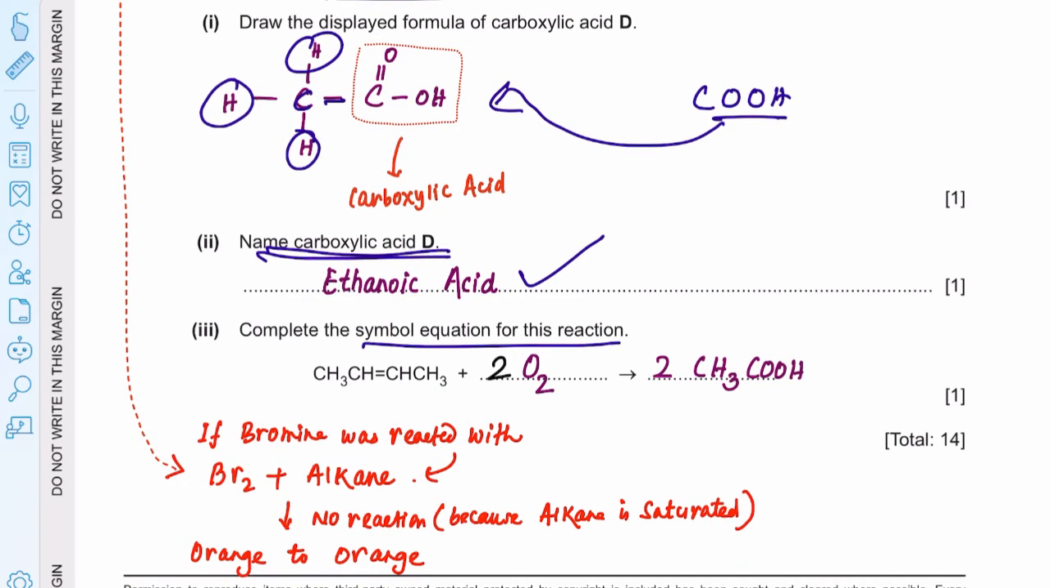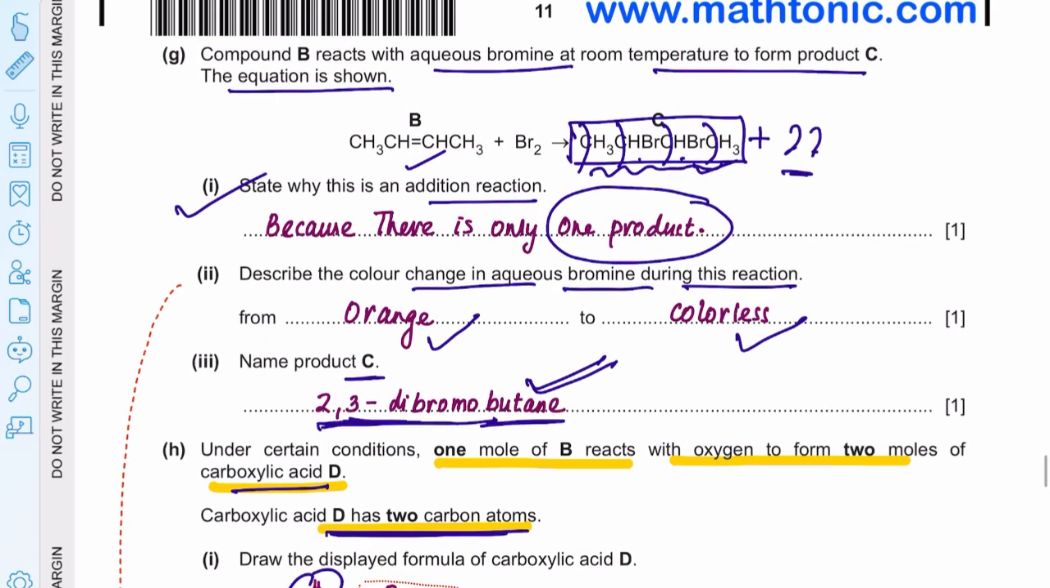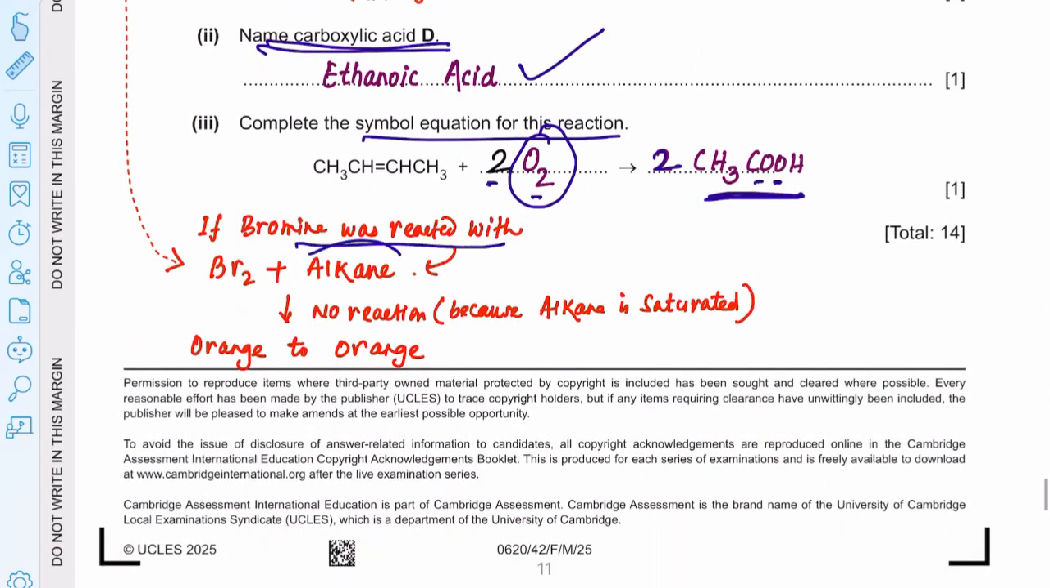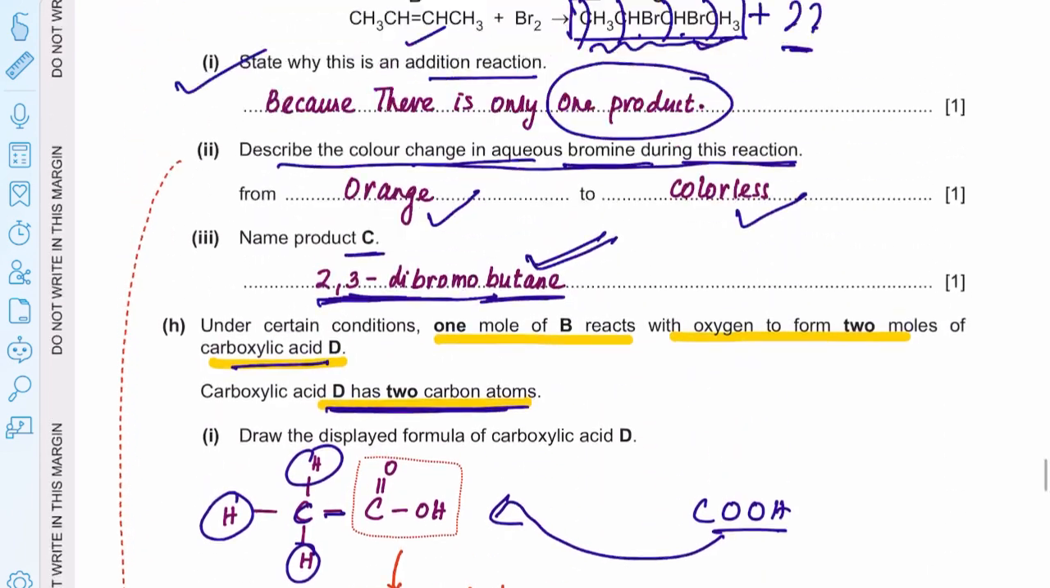So CH3CH=CHCH3. When you add oxygen, I'm getting carboxylic acids. If you try to balance this, you can see here we have put 2. So 2 oxygen, 2, this will be 4. So I put 2 and 2, that will be 4 as well. Describe the color change in aqueous bromine. What if they had asked you about bromine reacting with an alkane, right? If it is an alkane, then that will be saturated, no reaction will happen. So it will be orange to orange. This could have been the answer.